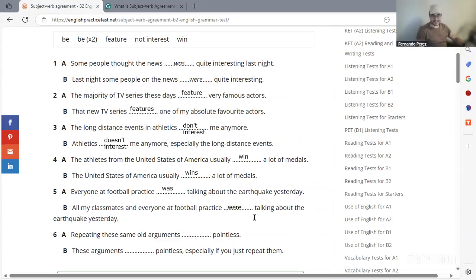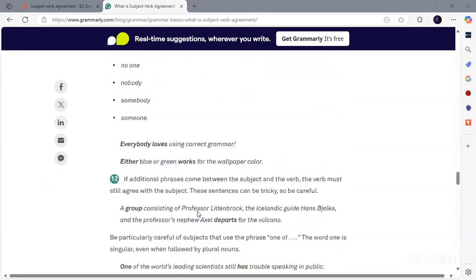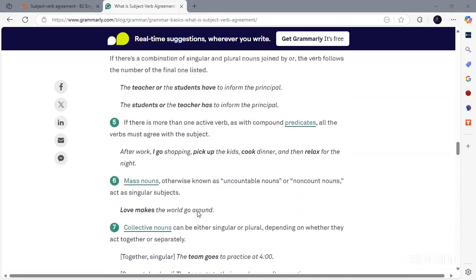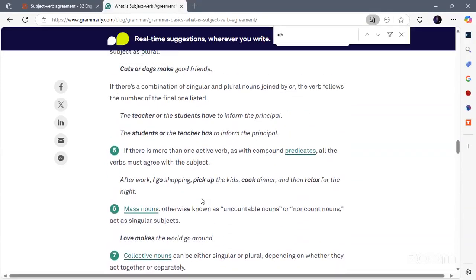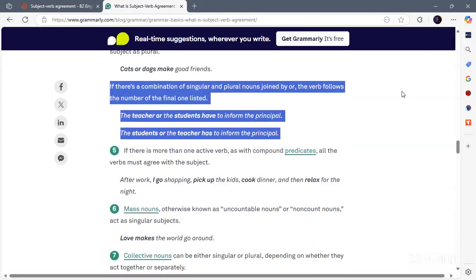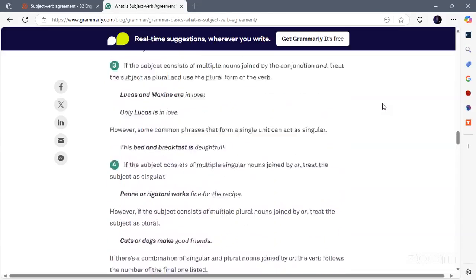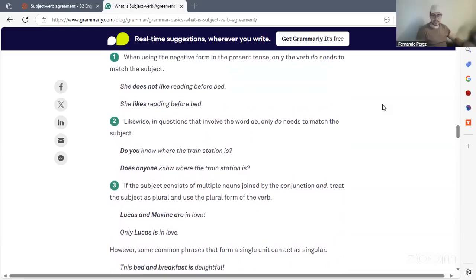I was just checking that the first rule doesn't include and, because you said it was the combination of singular and plural, and we use the verb with the last noun. Ah, you're talking about this one. Yes, but it's only with or. It's joined only with or. Let me check.